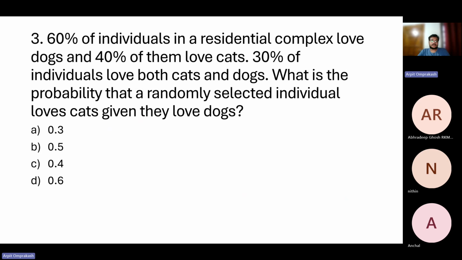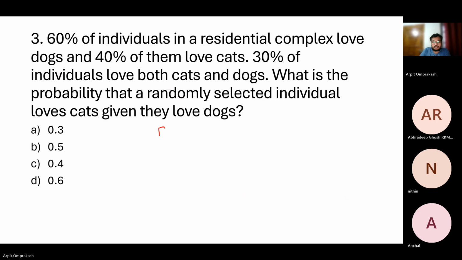So the next question is 60% of individuals in a residential complex love dogs and 40% of them love cats. 30% of individuals love both cats and dogs. So what is the probability that a randomly selected individual loves cats given that they love dogs? So in this case, we are going to use something called conditional probability. So basically, we'll just write down first what all we are given.